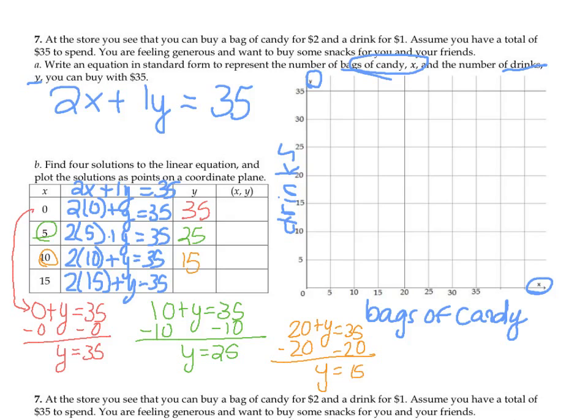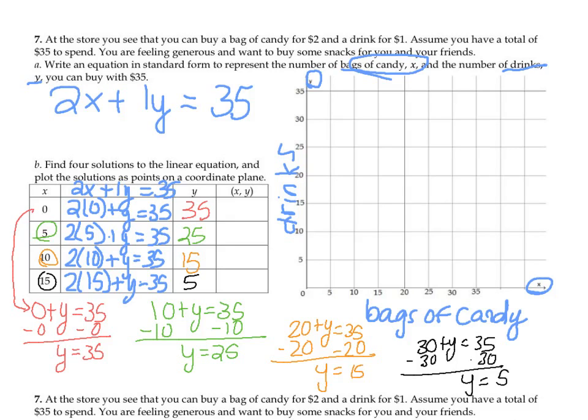And because this is a linear equation, I should start to notice a pattern here. I notice that on the x's I've got 0, 5, 10, 15. I'm noticing in the y's it goes 35, 25, 15. What are we thinking that last y should be? Okay, let's check and make sure. 2 times 15 is 30, plus y equals 35. And if I subtract 30 from both sides, that gives me y equals 5.